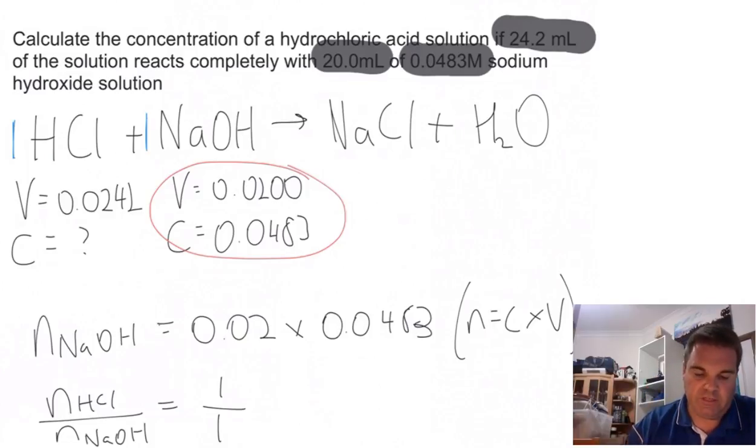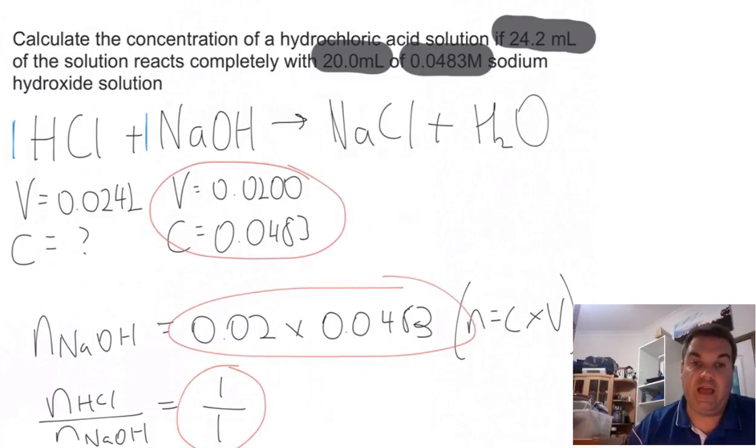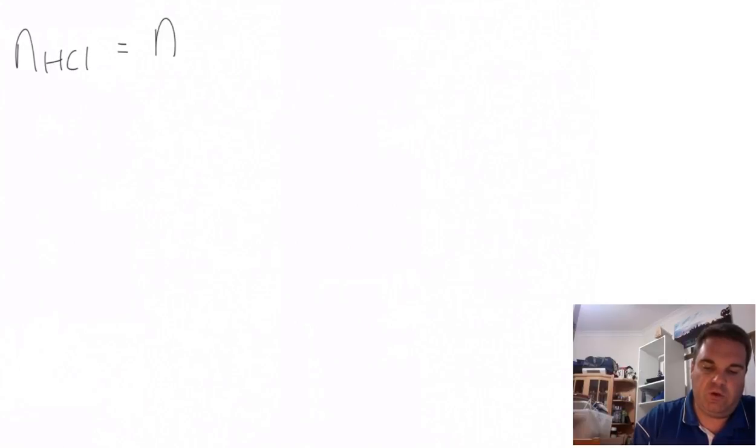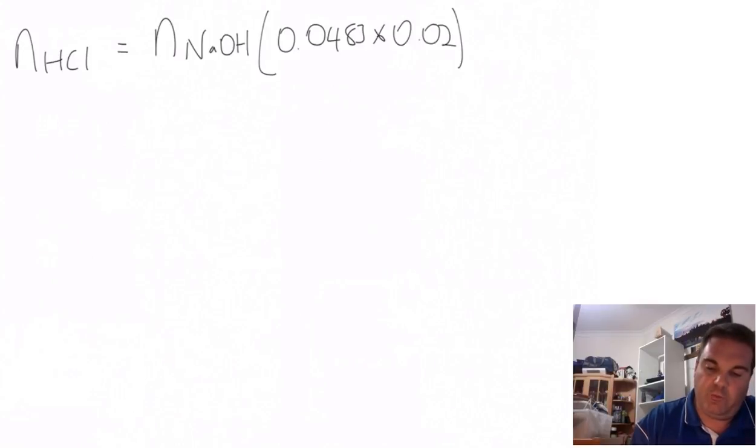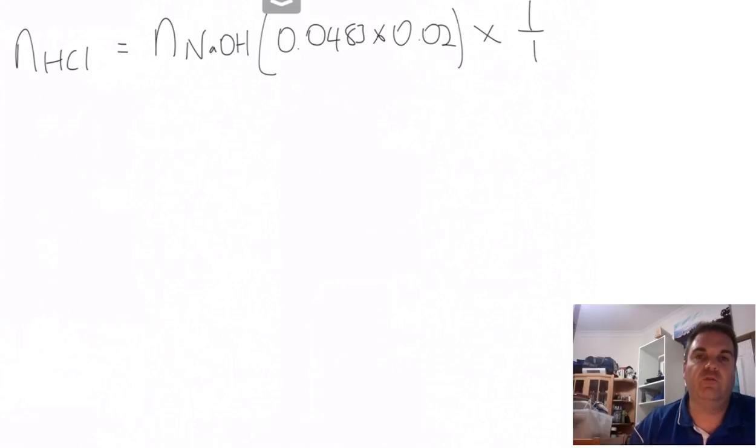Okay, so we're going to take this mole ratio here, and we're going to take our number of moles here to calculate our number of moles of our unknown. Okay, so our unknown that we're trying to work out here is the hydrochloric acid. So it's the number of moles of the sodium hydroxide solution that we had, which was 0.0483 times 0.02. All right, and we're going to multiply that by our mole ratio, which was 1/1.